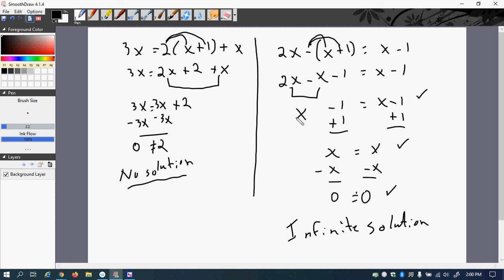Okay? And once again, these are the kind of problems that do show up in the homework and the quizzes. And I typically like to put one of these on a test. So it would definitely be something to put a star on because I like these kinds of problems. Okay? So once again, if the numbers on both sides don't match, it's no solution. And if they do match, if the variables or the expressions match, it's infinite solutions.